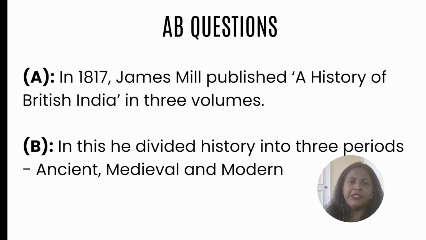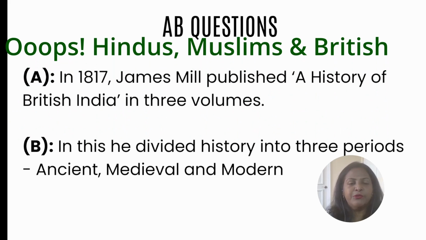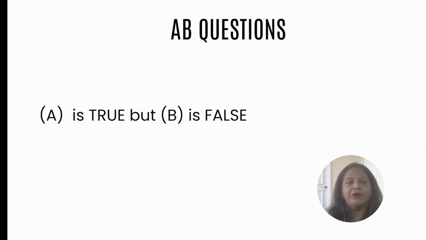So let's see the kind of questions which they gave. The two statements, this is taken from social studies because that's where this has been used the most. The question was: in 1817, James Mill published A History of British India in 3 volumes. This is true. In this, he divided history into 3 periods, ancient, medieval, and modern. This is false, because he divided it into Hindu, Muslim, and Christian based on the rulers. So here we know that A is true, but B is false.